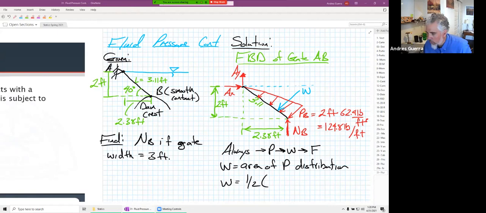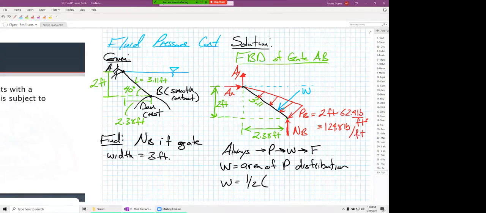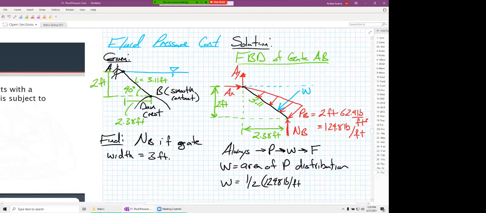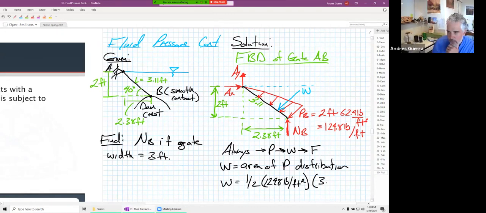I found it after. 1/2 times 124.8, times 124.8, yep. And then times what else? Pounds per foot. Times 3.11. Oh, and that's foot squared. Yeah, times 3.11. I just noticed, and I'm keeping track of all my units, that my 124.8 pounds per foot should have been per foot squared.